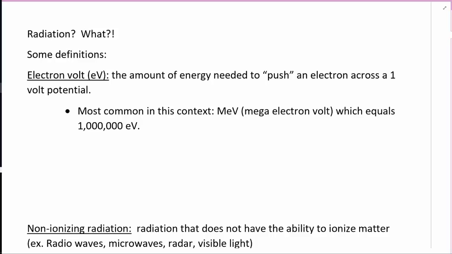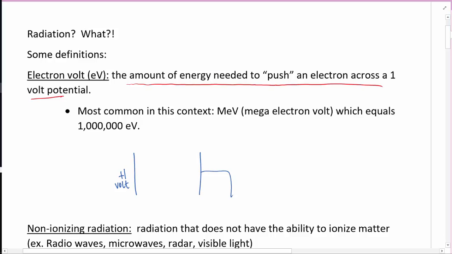So the first you might actually recognize from physics, and that is the electron volt. And as you can see here, it's the amount of energy needed to push an electron across a 1-volt potential. So literally what this means is if we were to take two metal plates and essentially apply a 1-volt potential, and then here's where it's being grounded, and we take an electron here, that electron is going to require some energy to push the electron across.